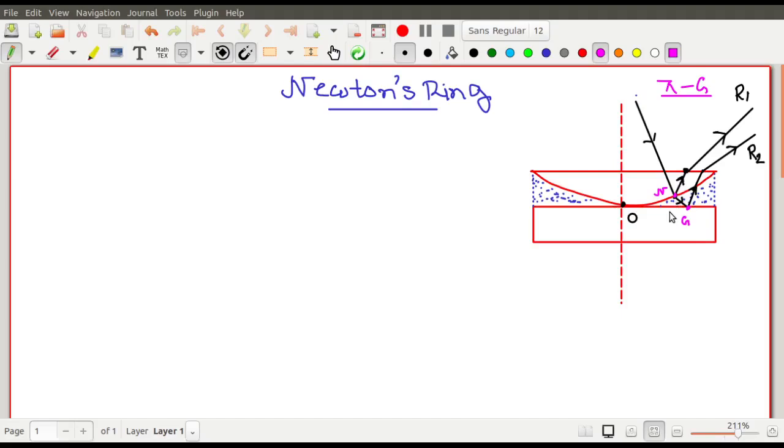This is a glass plate and this is a plano convex lens, both made of the same material, the glass medium, and these blue dots are actually the air medium in this particular case. If you concentrate on this point, the light travels from the glass medium towards the air medium, that is at the point N. So at the point N it is backed by what?